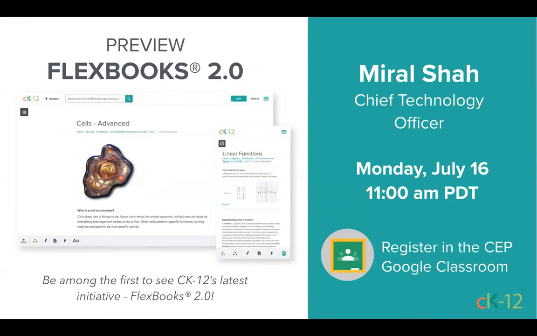So if you wanna see this and so many other features, our Chief Technology Officer, Meryl Shaw, is going to give a demonstration, just a walkthrough of what you can expect when we release FlexBooks 2.0. All of your hard work this summer is still gonna be valid.